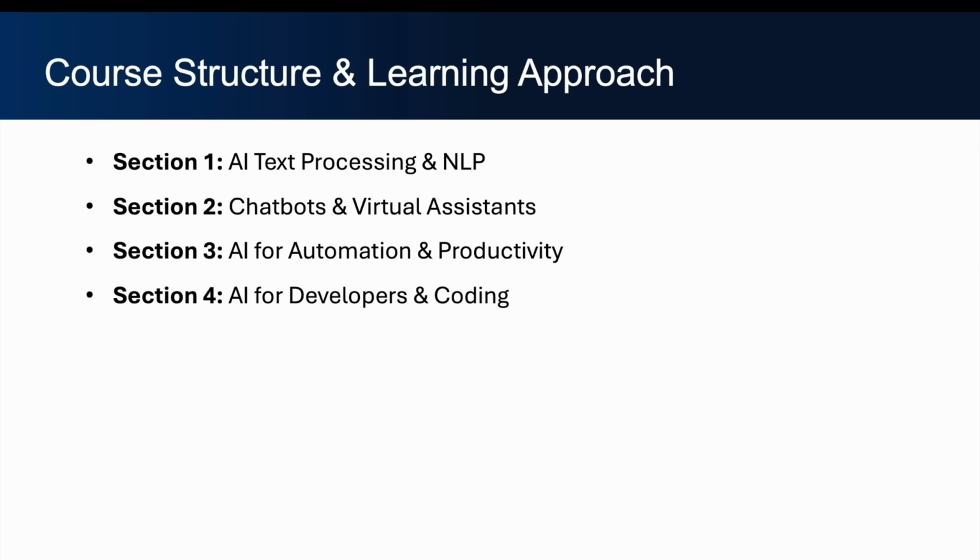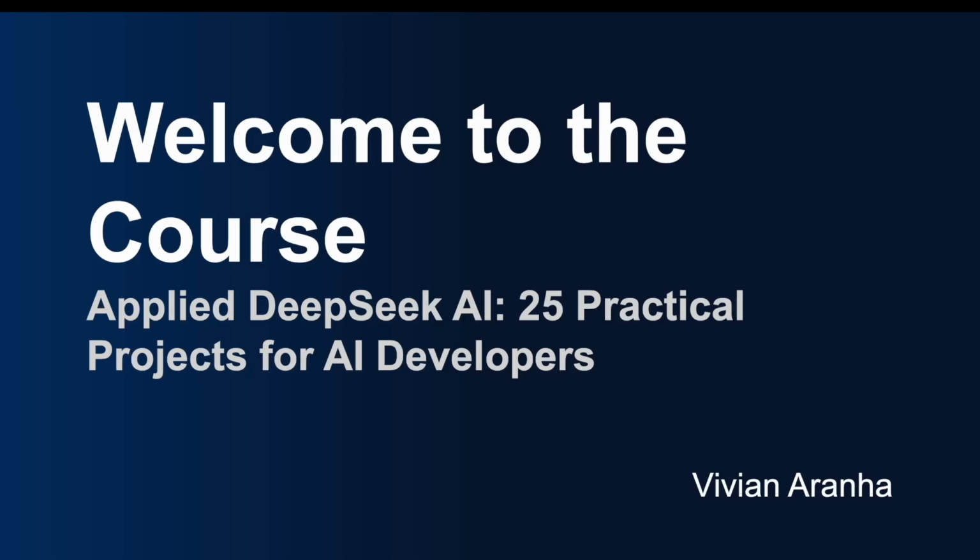Our section 4 will cover AI for developers and coding, where we develop tools for code completion, SQL query generation, debugging, and documentation automation. Our section 5 is AI for business and data analysis, where we will implement AI solutions for customer feedback analysis, financial report analysis, and AI-powered news summarization. Now, each project will follow a step by step approach, including first problem definition, then implementation with code walkthroughs, testing and optimization, and deploying the AI solution. So, what's next? Now that you understand the course structure, objectives, and prerequisites, let's move forward with installing DeepSeek AI and running your first test model.